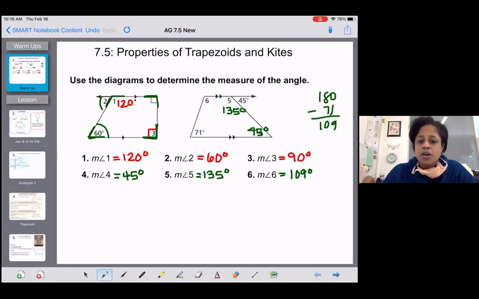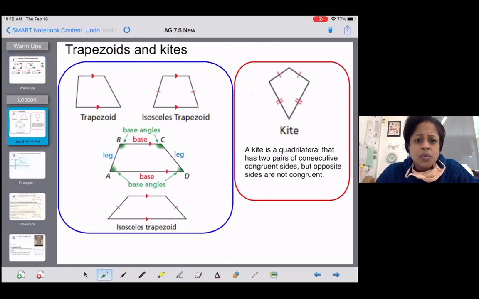And then similar for 4 through 6. So hopefully you were able to get all of those. And that's going to come in handy a little bit when we start talking about trapezoids, because these are all trapezoids. Both of these are trapezoids. Okay. So we're again going to be doing trapezoids and kites, but you have to have some vocabulary words first.